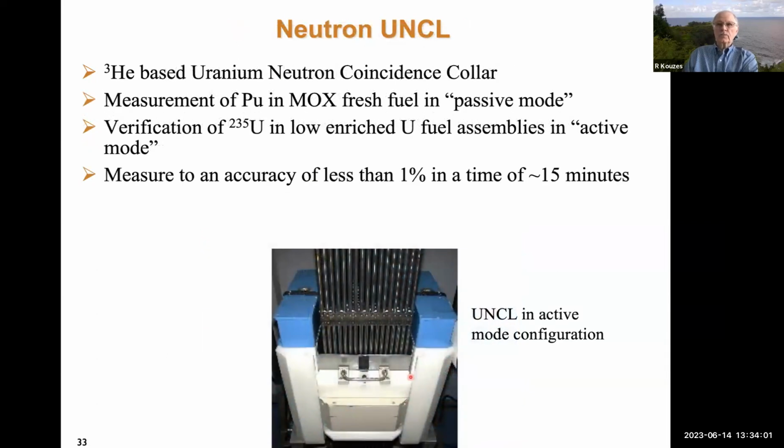A second type of detector that is used by the IAEA are uranium neutron coincidence collars. These are used to measure the properties of fresh nuclear fuel, be it uranium-based fuel or MOX fuel that might contain plutonium. This is a detector with many neutron tubes, helium-3 tubes typically, wrapped around the fuel in this assembly. And there's a moderator, the white material. For plutonium fuel, which emits neutrons spontaneously, this is used in what's called passive mode. So it's simply measuring the neutrons spontaneously emitted from the plutonium.